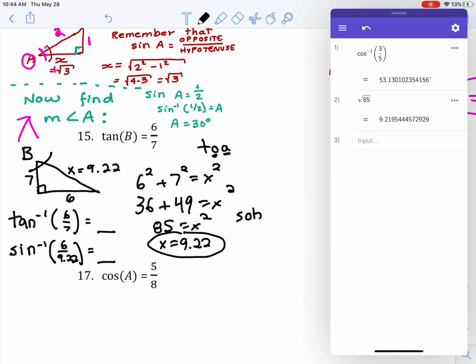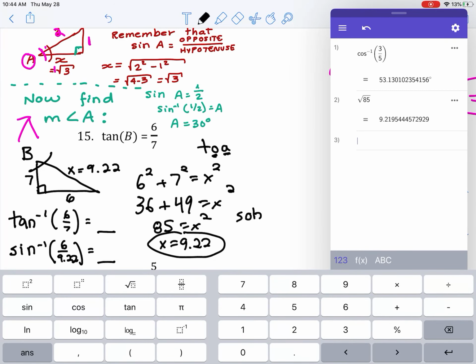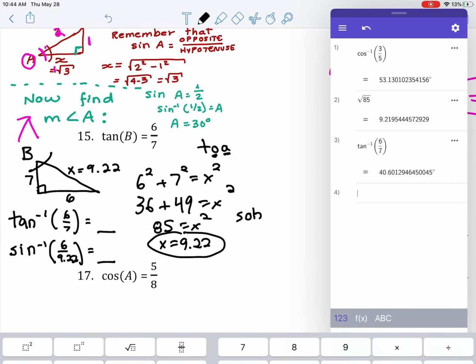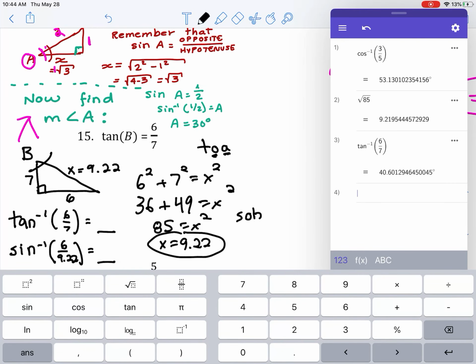Now, if I were to do this and I were to get something different, I either made a mistake or my calculator is in the wrong mode. So let's see if I can figure this out. There we go, tan -1, 6 over 7. Okay, that gives me 40.6 degrees. Now watch, we're going to get something close to that, but a little different.